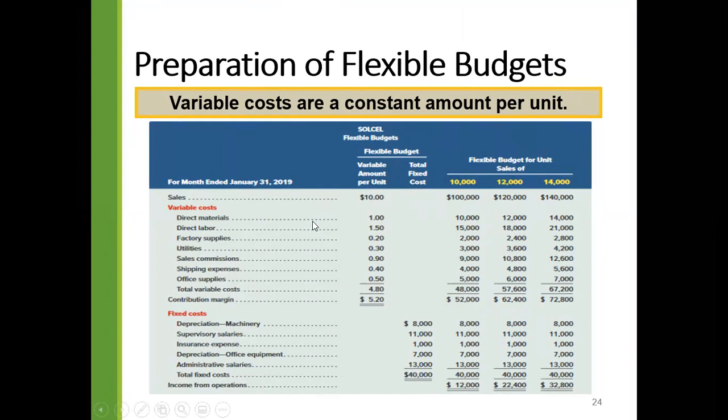The variable data is broken down per unit. And so once we have it in the per unit form, we're just multiplying by the number of units, right, to get the overall total for those levels of activity. Fixed costs remain the same at any level of activity. So you'll see those fixed costs are the same at all three levels of activity. So if we take our sales minus our variable cost, that gives us contribution margin. And then contribution margin minus fixed cost gives us that income from operations.